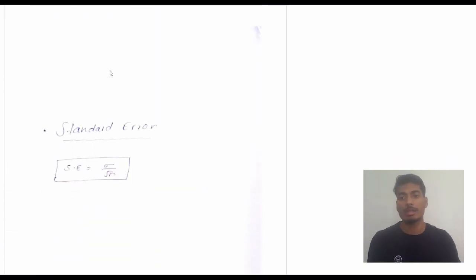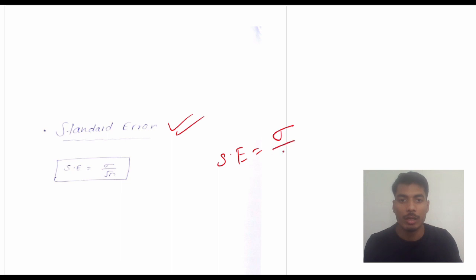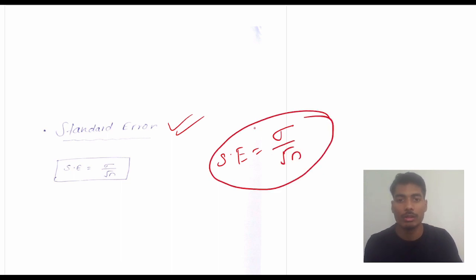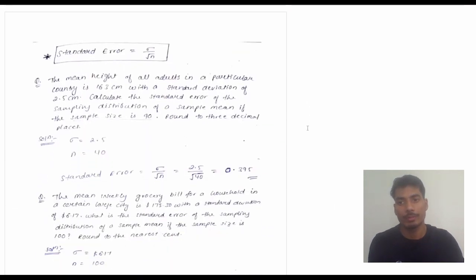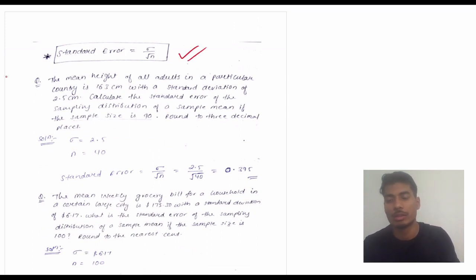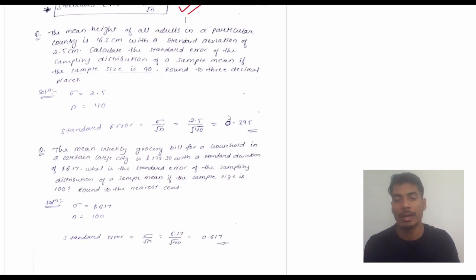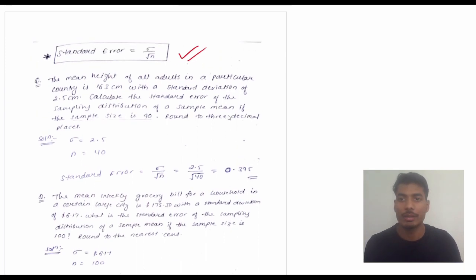Now today our topic is standard error. For standard error, we know only one formula. Standard error equals sigma by root n. This is the formula of standard error. With the help of this formula only, we can solve all the problems. Now see the questions. Read the questions properly, extract the data and put the data in the formula.